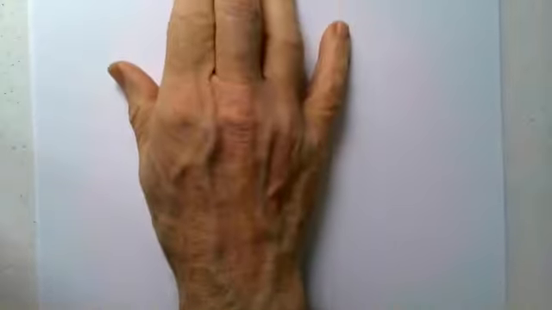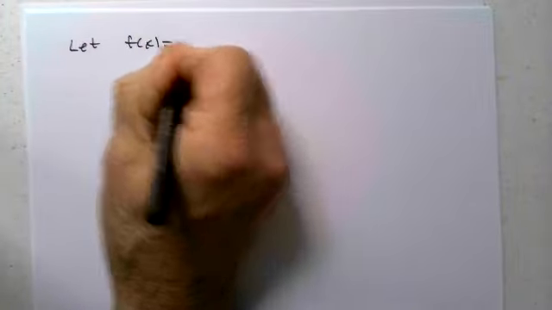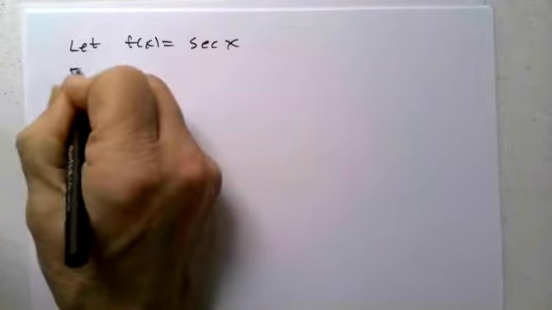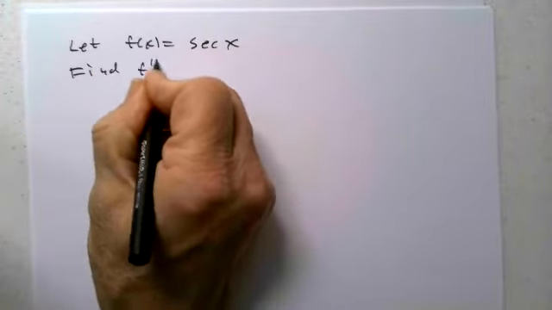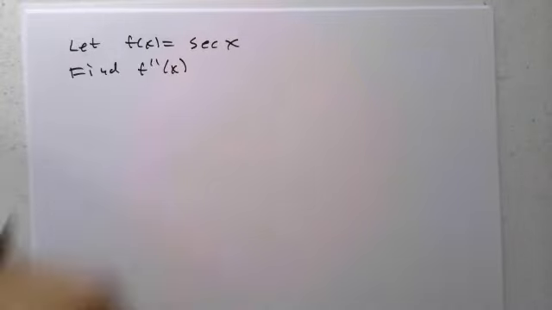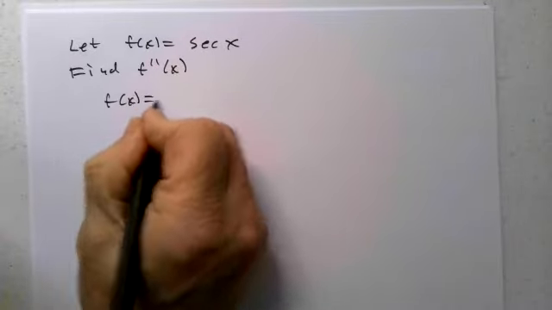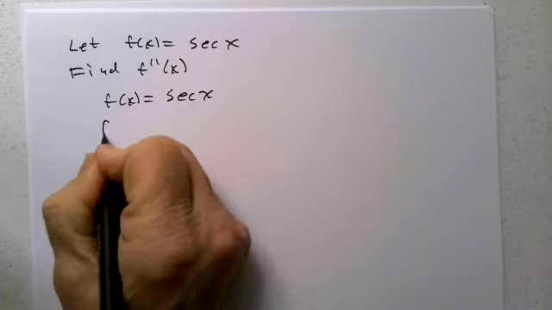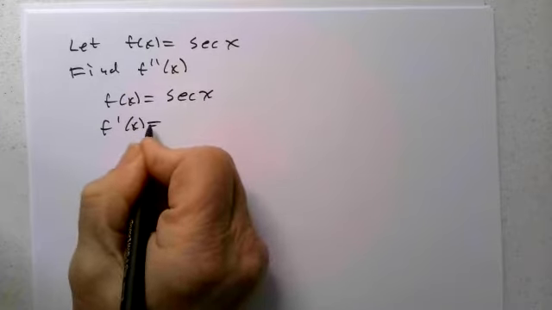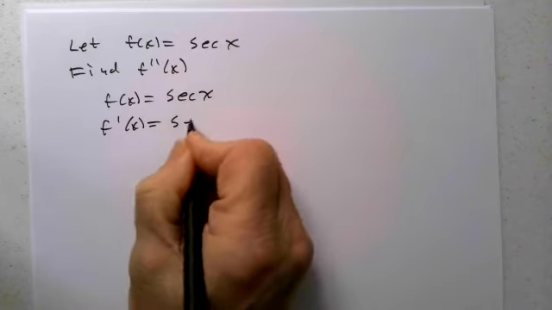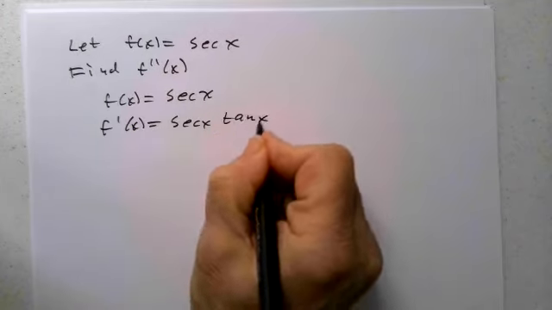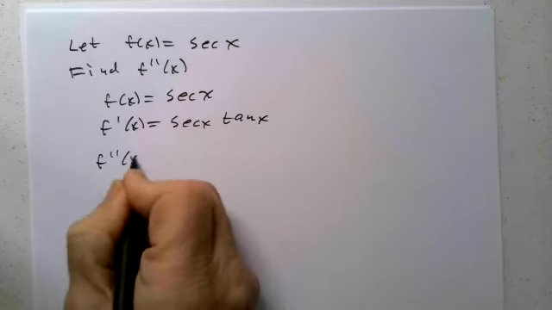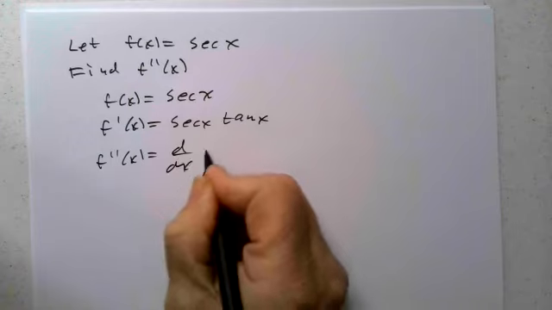If I want to get the second derivative of secant x, so let f of x equal secant x, find f double prime of x, just to be familiar with the other notation as well. So f of x is secant x. The first derivative is secant tangent. So the second derivative is the derivative of secant tangent.